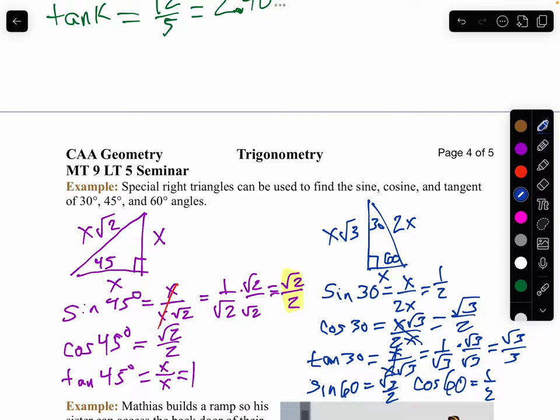I kind of ran out of room here, so I'm going to write the tangent of 60 up here. Opposite of 60 is x times the square root of 3. Adjacent to 60 is x. So we get just the square root of 3.